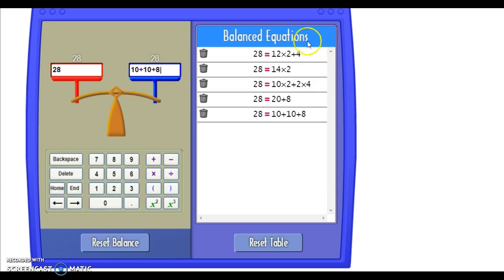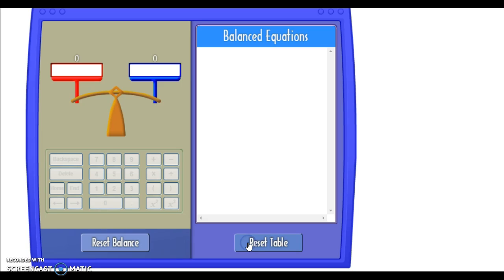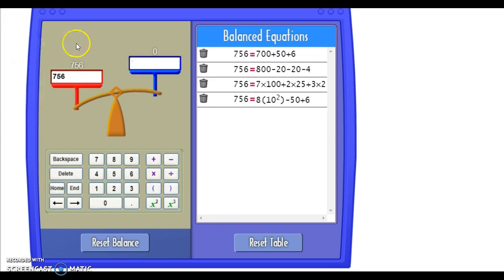As the teacher, I can come over here after a student has completed this work, and let's say I assign them 7 ways to show me 28. I can come over here and make sure they have shown me 7 different ways to demonstrate the number 28. Then we're going to come over here and reset the balance and reset the table and start with new numbers.